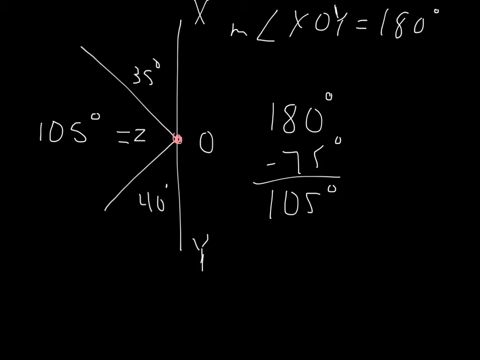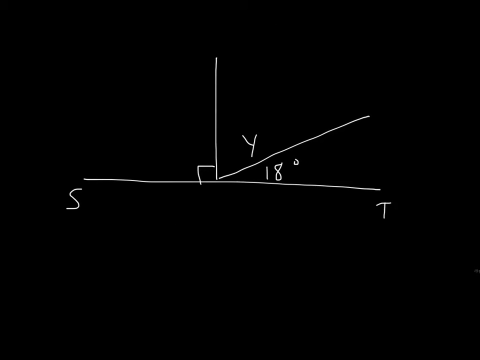So let's try one more that's going to actually use some complementary angles as well. Okay, so here we have a line ST, and ST is also divided into three angles. And the angle on the left, we don't have a measurement written, but we recognize by the little square that it does have a measure. Its measure is, of course, 90 degrees.